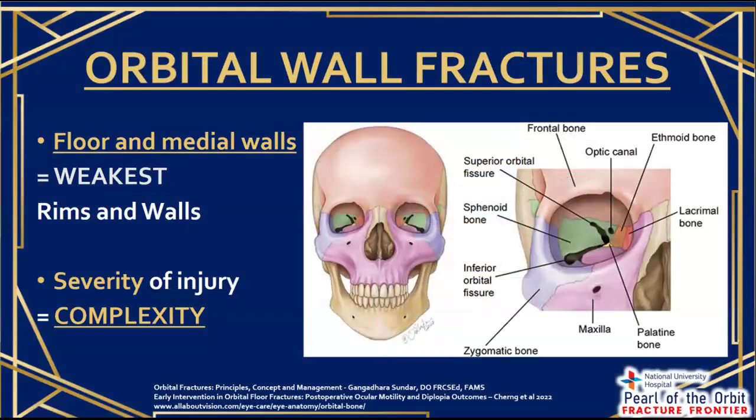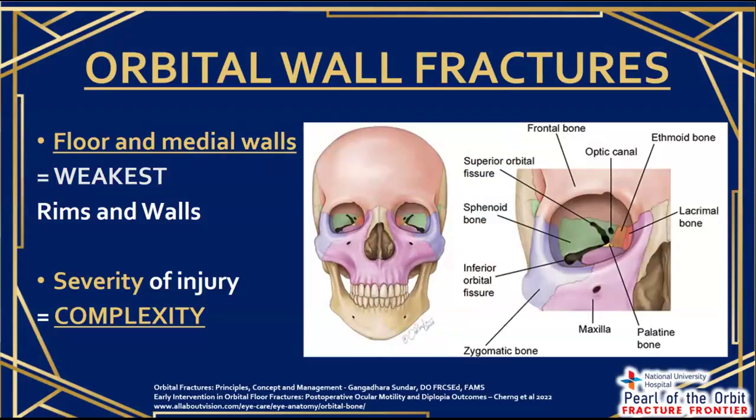Now, when it comes to orbital wall fractures, which are commonly encountered in facial traumas, in more than 40% of all facial fractures, parts of the orbital rim and/or bony orbit are involved. The very anatomy of the orbit itself makes it prone to these fractures.